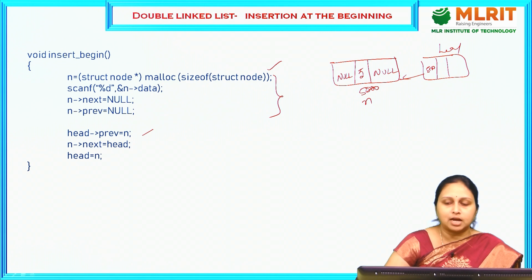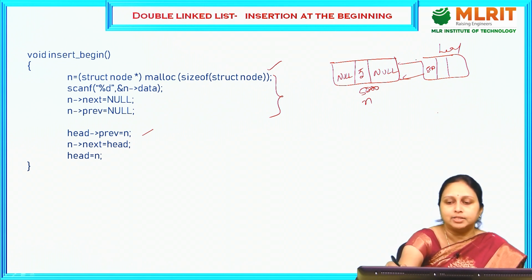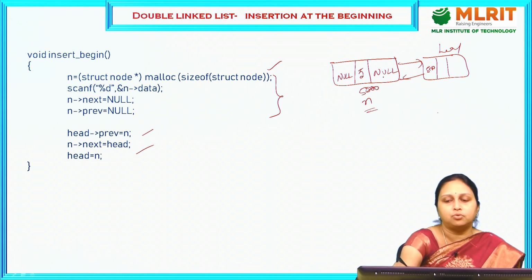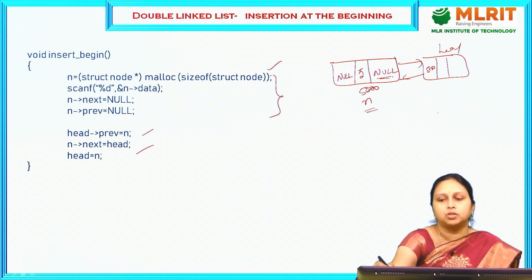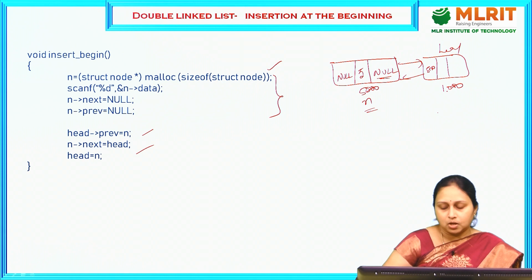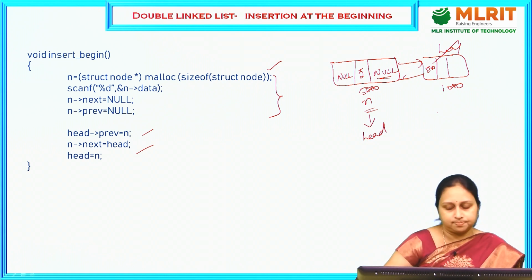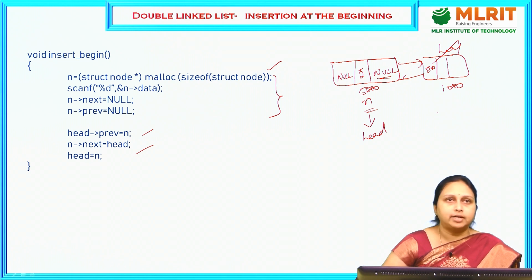We are going to make the connection between the previous and the next one. N arrow next equal to head, this is the n value. In n arrow next, this location, we are going to store the address of this one, 1000, and at last we are going to make this as head instead of this one, right? This is how we are going to write the subfunction.